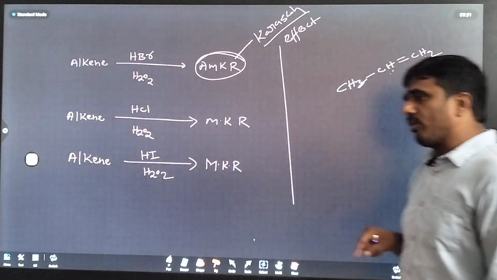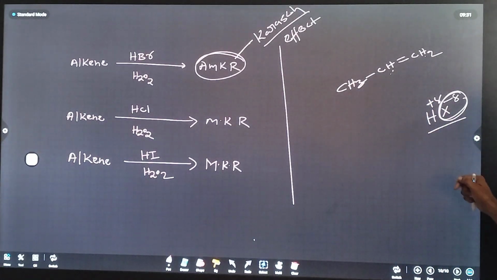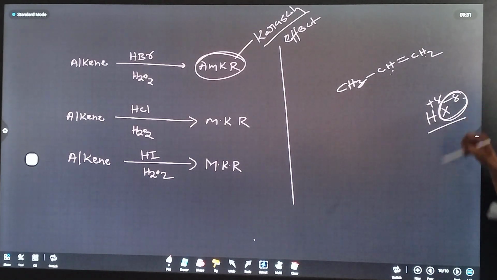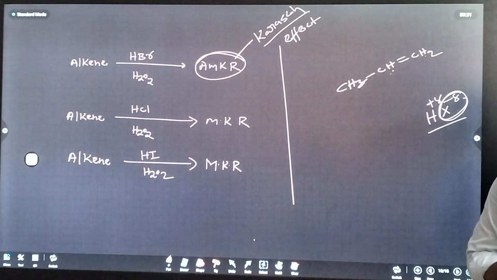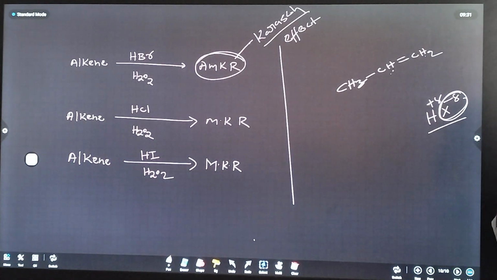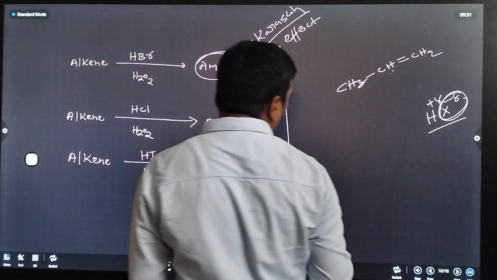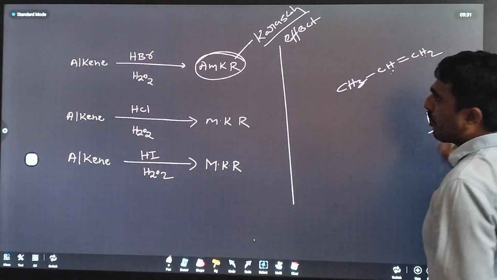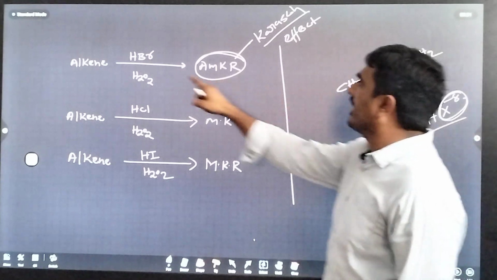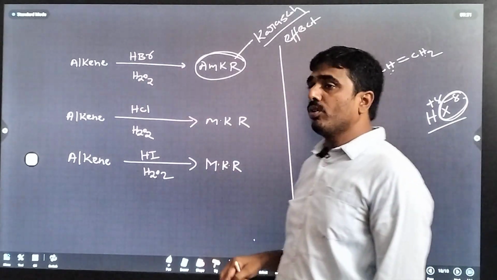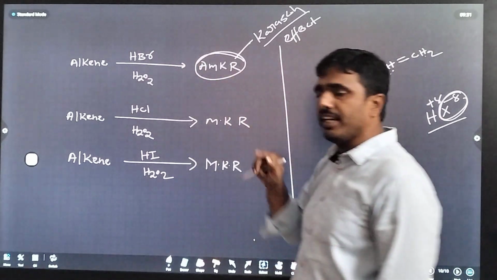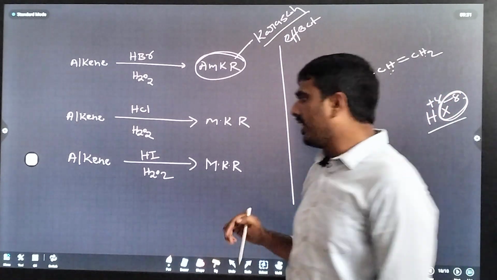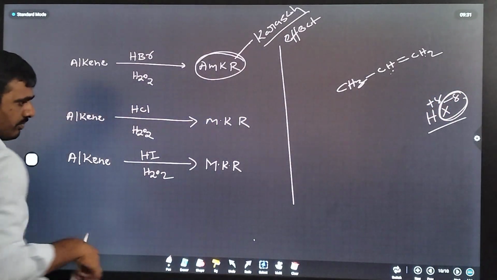So what is the Markovnikov rule? According to the Markovnikov rule, the negative part of the reagent, X minus, attacks the double bonded carbon atom which has a lower number of hydrogens. So this is the Markovnikov rule and the anti-Markovnikov rule. The compound follows the anti-Markovnikov rule when the reagent is hydrogen bromide and H2O2. All the remaining cases follow the Markovnikov rule.